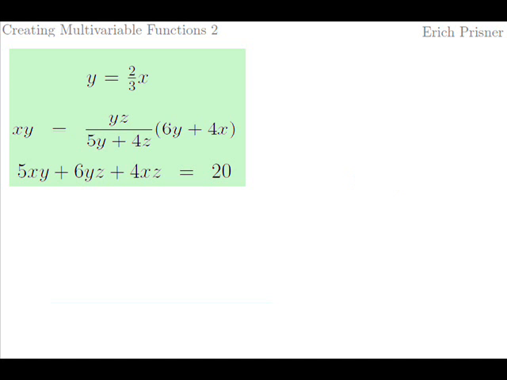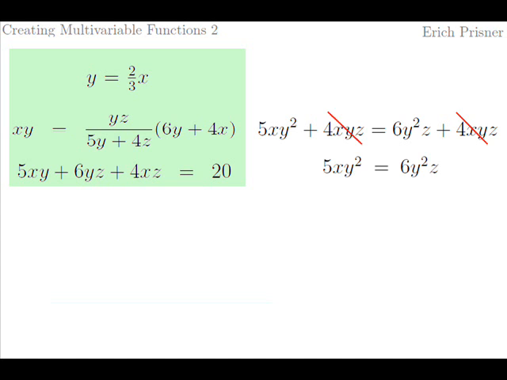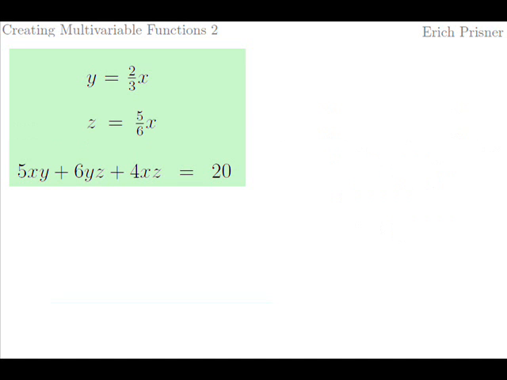We do essentially the same for the second equation. We multiply by 5y plus 4c and get 5xy squared plus 4xyc equals 6y squared c plus 4xyc, or 5xy squared equals 6y squared c, or 5x equals 6c under the natural assumption y not equal to 0, or c equals 5 over 6 times x. So now we have expressed both y and c in terms of x.